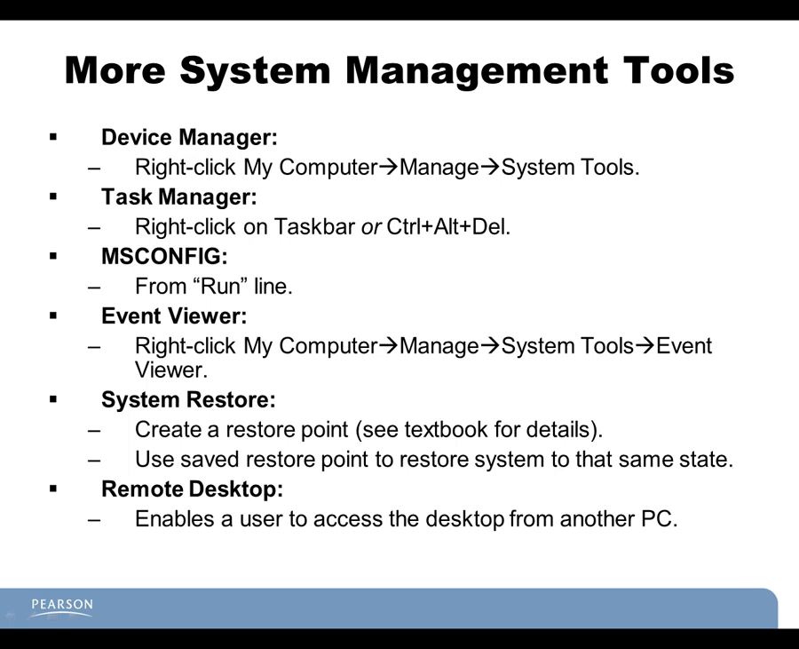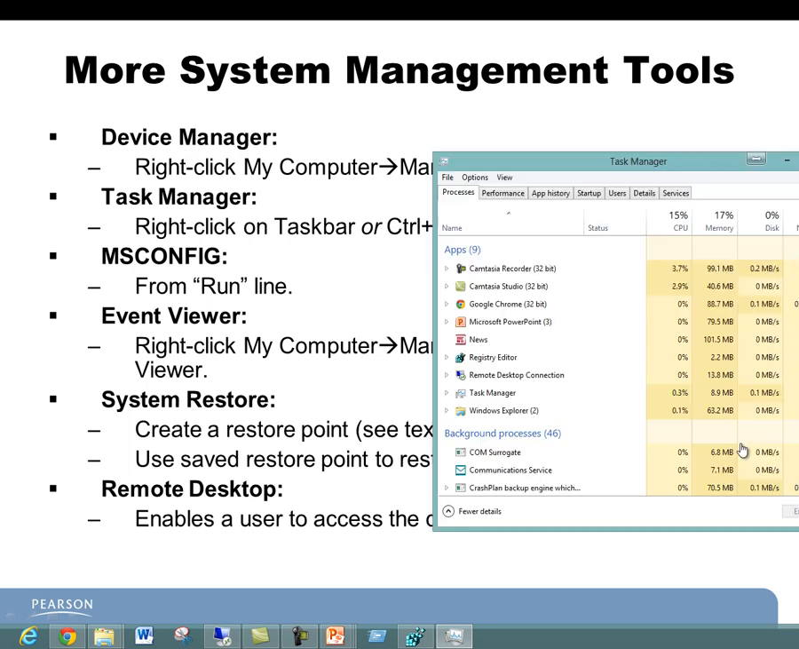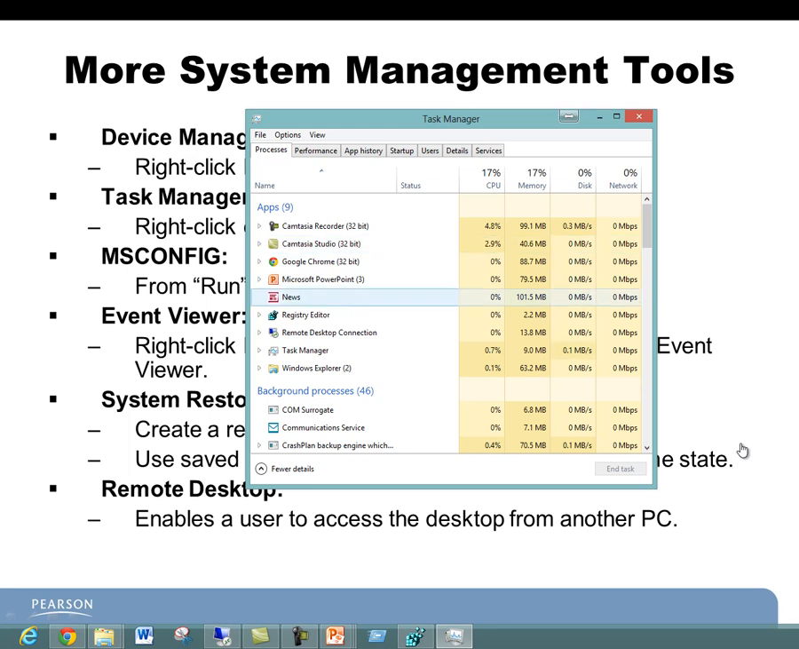Alright, so more system management tools. The Device Manager, you get to that from right-clicking on My Computer, Manage, and System Tools. The Task Manager, which I'll show you, looks completely different in Windows 8 than it did in 7 or before. The Task Manager shows you what's running in the computer and what it's using. Right now, with me running Camtasia, Camtasia is using 3.9% of the CPU of my computer and 99 megs of memory. The registry editor I didn't close. It's using 0 CPU, but it's still running 2 megs of memory.